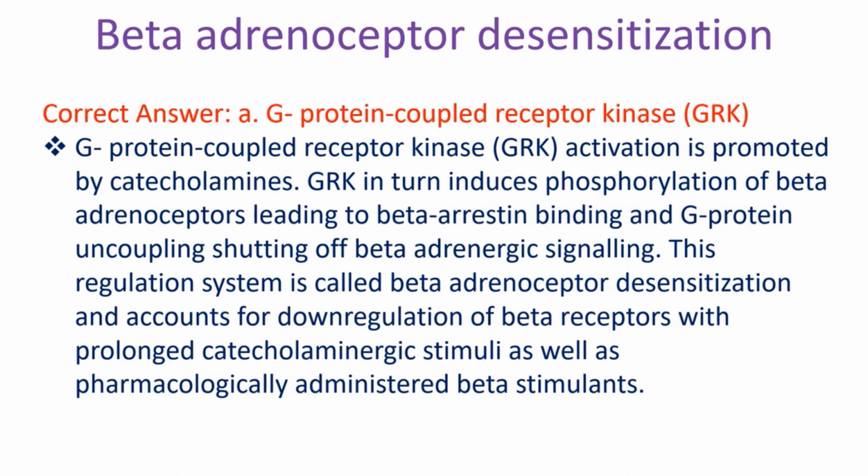G protein coupled receptor kinase activation is prompted by catecholamines. GRK in turn induces phosphorylation of beta adrenoceptors, leading to beta arrestin binding and G protein uncoupling, shutting off beta adrenergic signaling. This regulation system is called beta adrenoceptor desensitization and accounts for downregulation of beta receptors with prolonged catecholaminergic stimuli as well as pharmacologically administered beta stimulants.